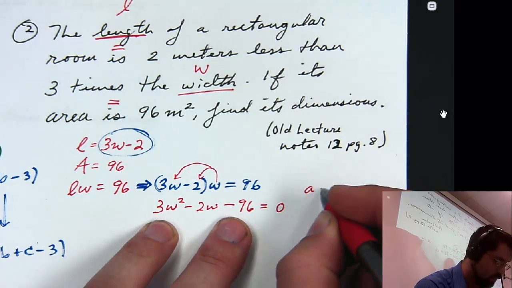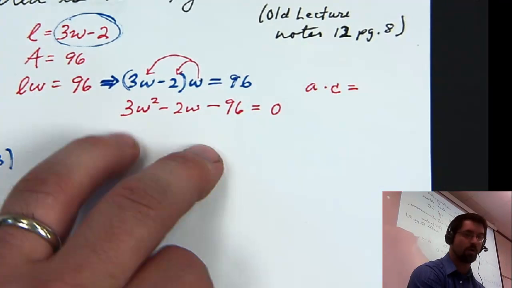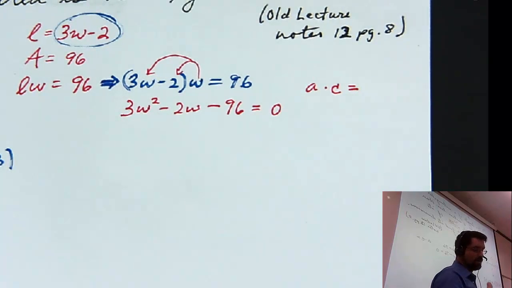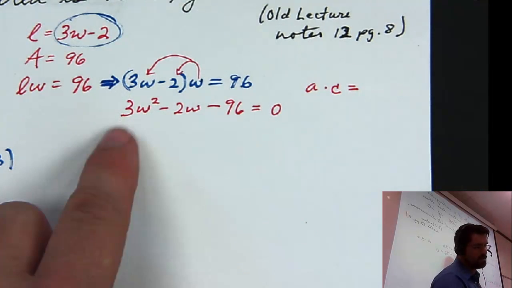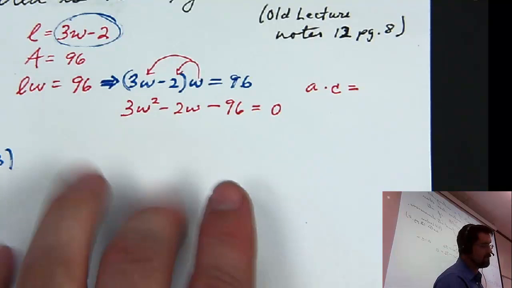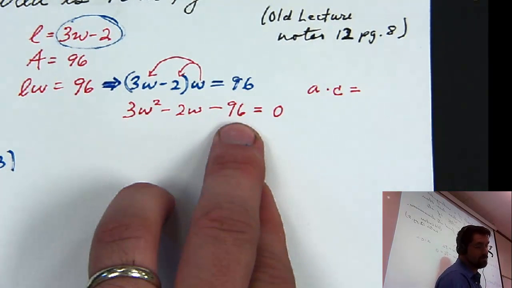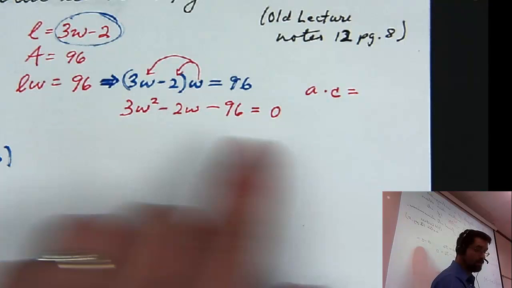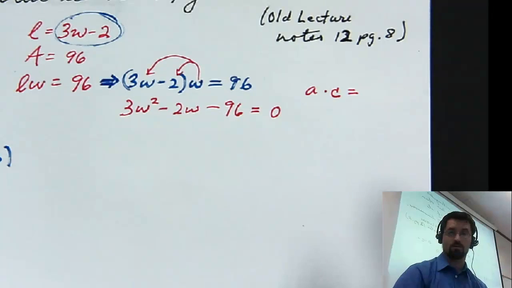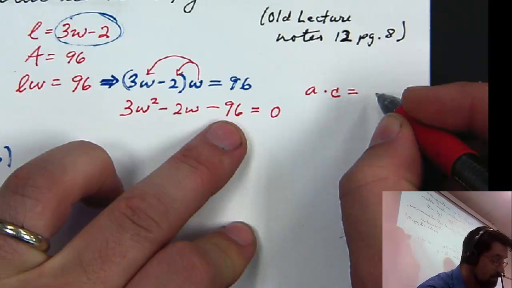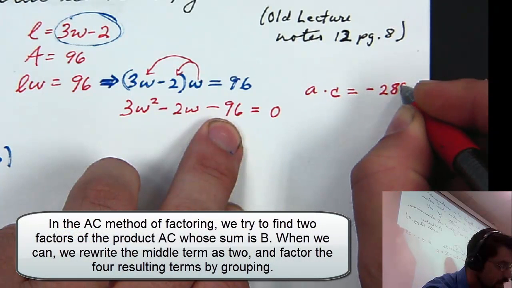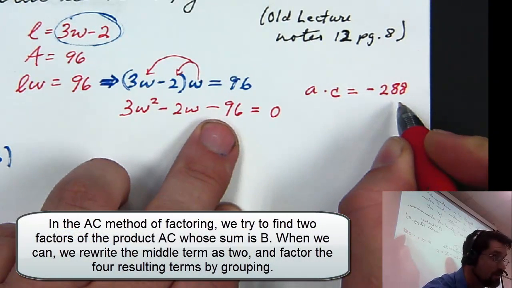So if we're using AC method, what are we going to be looking for at this point? Well, actually, I skipped something, right? Wouldn't we first check to make sure that these are prime with each other, they have no factors in common? And they don't, because 3 goes into 96 but not into 2. 2 goes into 96 but not into 3. So we're good with moving forward on the AC. 3 times 96, 288. There we go. 288, but A is 3, C is negative 96, so it's actually negative 288. And we're looking for two factors of negative 288 that do what?